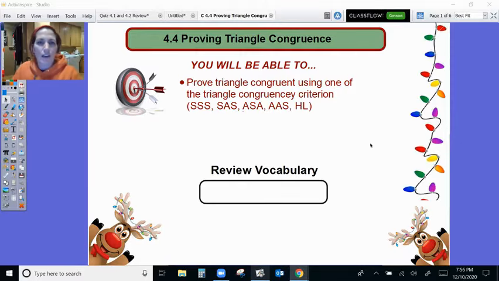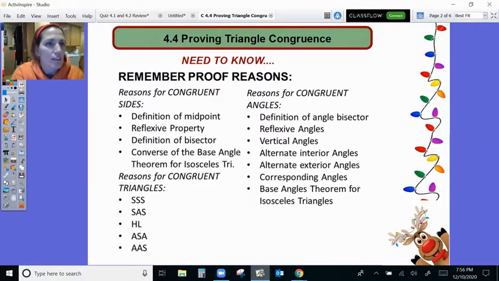Everybody, and we are back on Friday. We're going to be starting our triangle proofs now. So we're going to put to use all those theorems we've been working on: side, side, side, side, angle, side, angle, angle, side, and HL, hypotenuse leg.